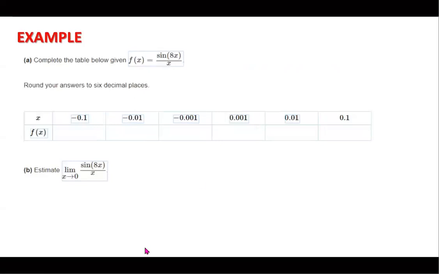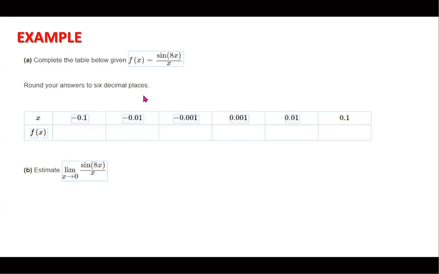Here is that example. Complete the table given below for this function, f of x equal to sine 8x over x. Round your answer to 6 decimal places. In the previous example, we were asked to go up to 4 decimal places, but here we are asked to do it up to 6 decimal places.